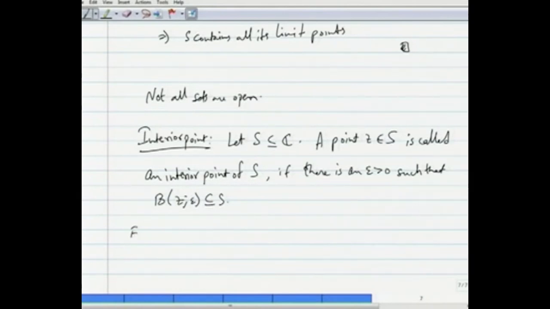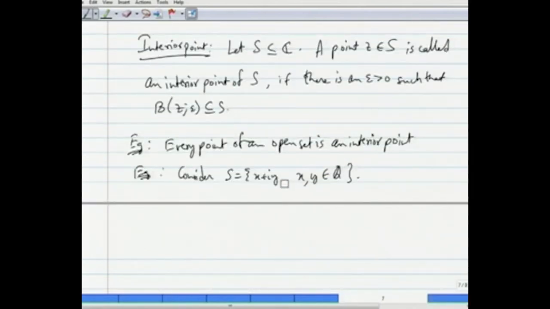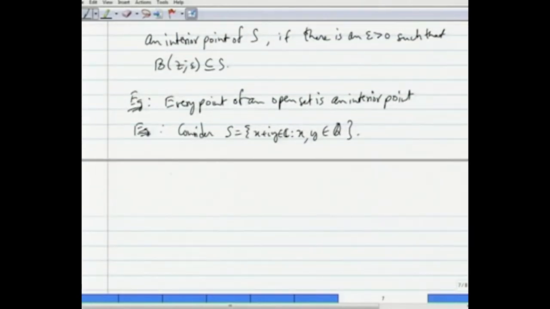Okay. So, first example, well, an open set. Okay. So, every point of an open set is an interior point. Okay. Another example is S, the set of x plus i y in the complex plane such that x, y are both rational numbers. Okay. Then no point of S is an interior point. Okay. How do we know this?